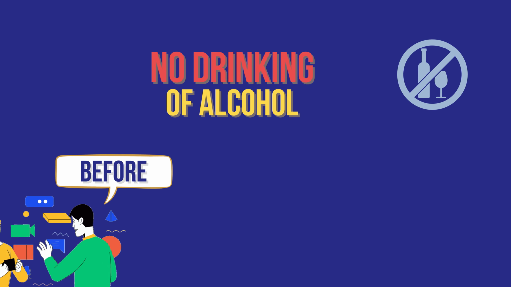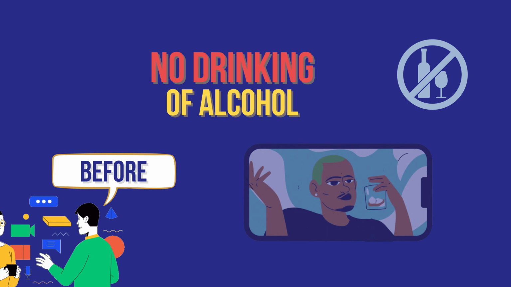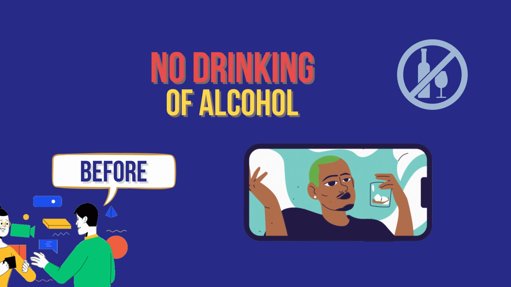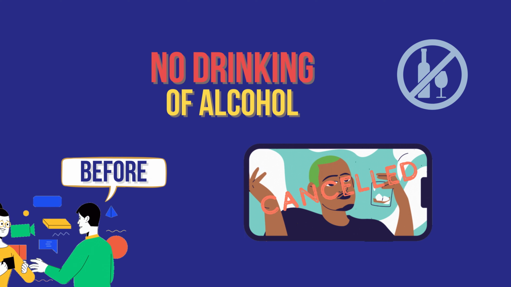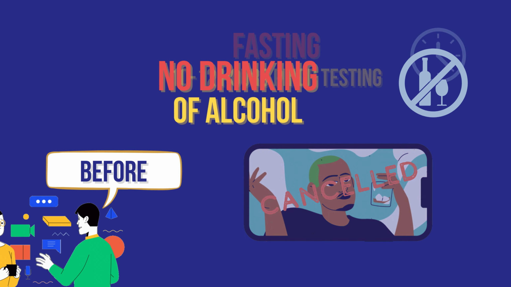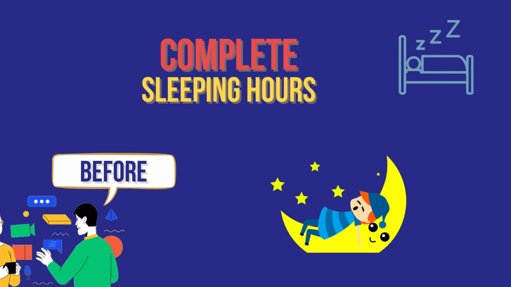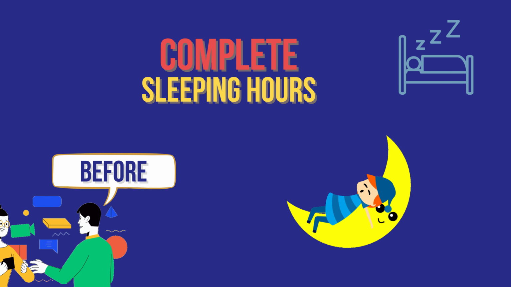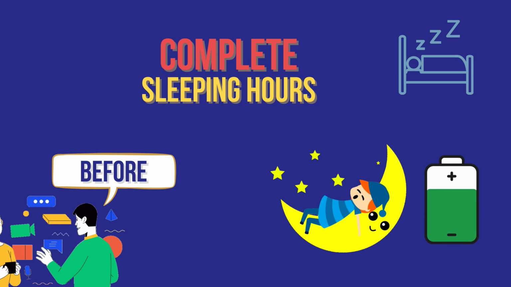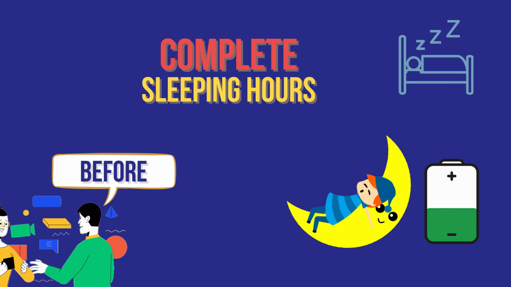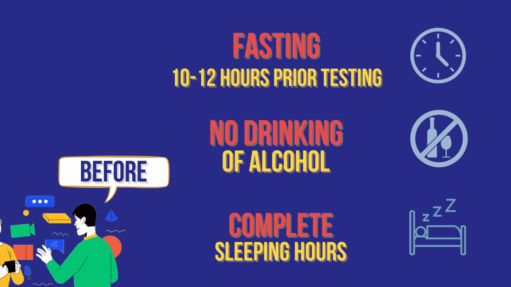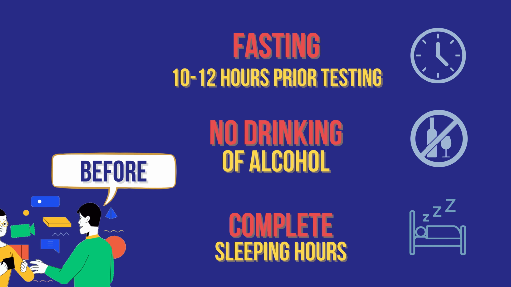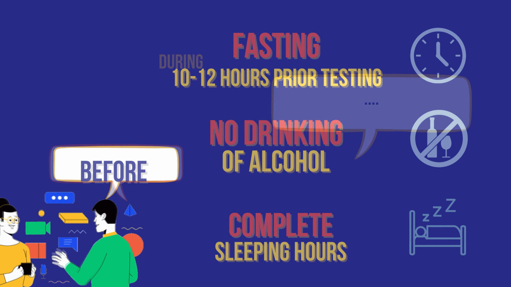Secondly, it's essential to refrain from consuming alcohol in the hours leading up to the analysis. It's important to avoid alcoholic beverages for at least 24 hours prior to the GI analysis. Lastly, it's vital to ensure you get a full night's sleep before the GI analysis. Adequate sleep plays a significant role in regulating blood sugar levels. By adhering to these guidelines, you can ensure the effectiveness and validity of the GI analysis.